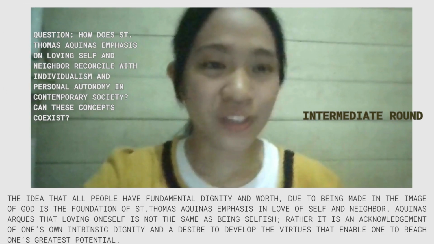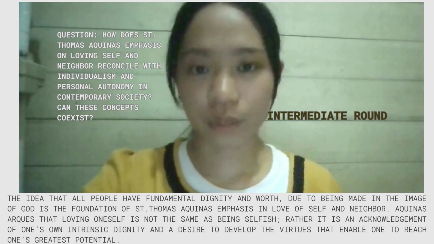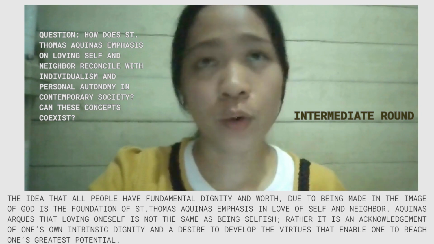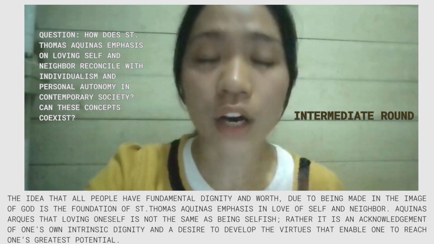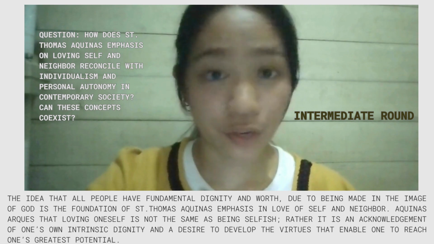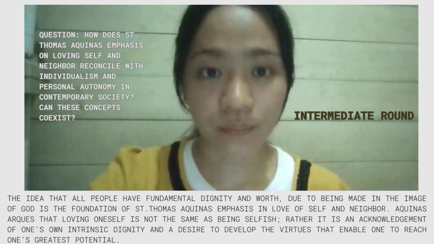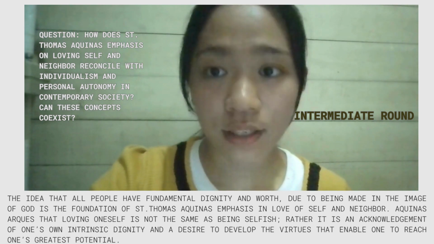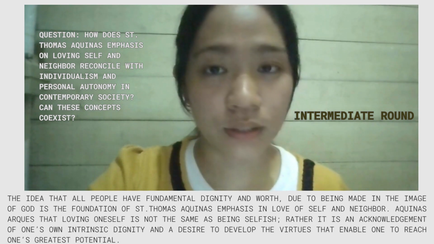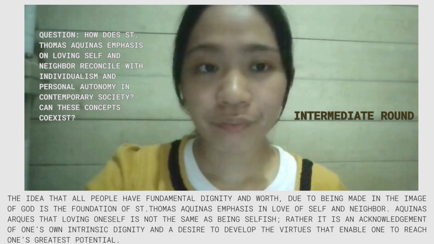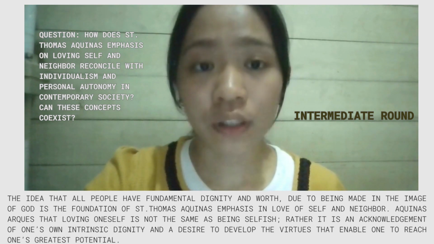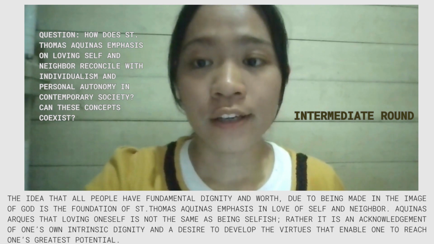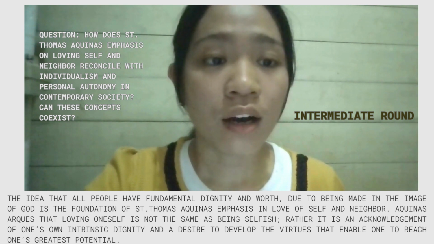So let's go to the second round, which is the intermediate round. The question is, how is St. Thomas Aquinas' emphasis on love of self and neighbor reconciled with individualism and personal autonomy in contemporary society? Can these concepts coexist?